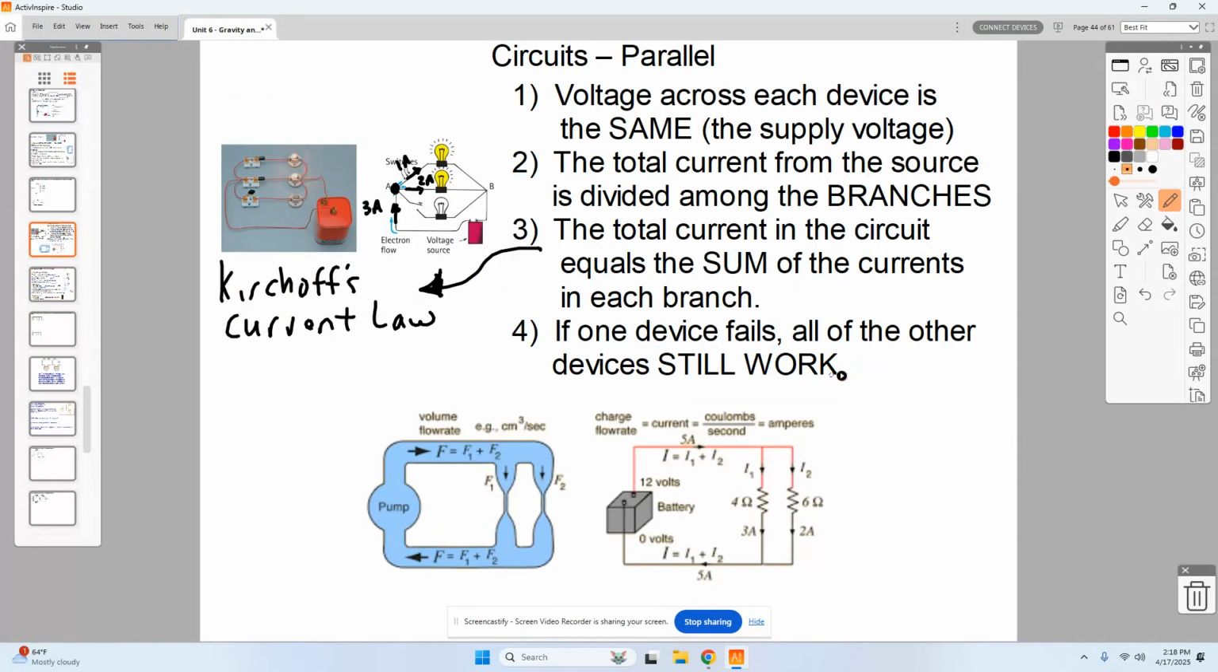If one device fails, everything still works. The nice thing about this is that they all have independent paths.